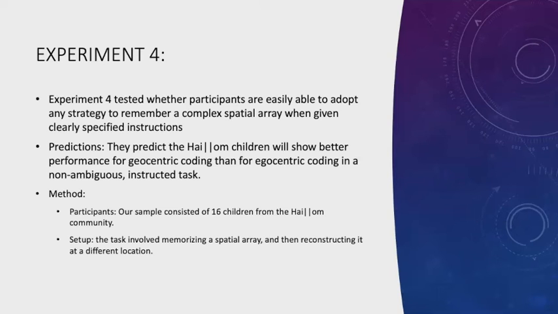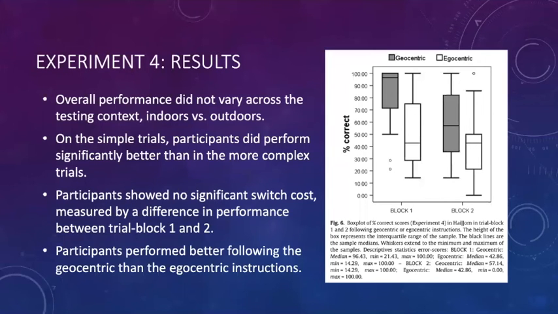The task involved memorizing a spatial array and then reconstructing it at a different location. The results found the participants required less training to pass criterion after the geocentric instruction in comparison to the egocentric instruction. On the simple trials, participants did perform significantly better than in the more complex trials, and participants performed better following the geocentric than the egocentric instructions.